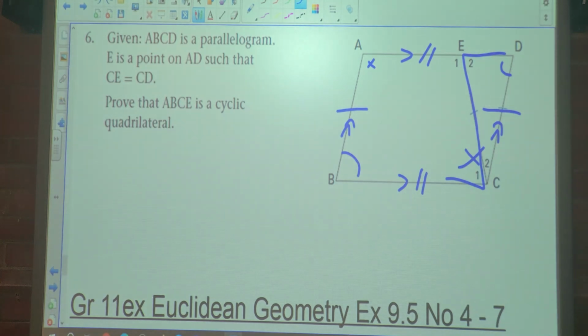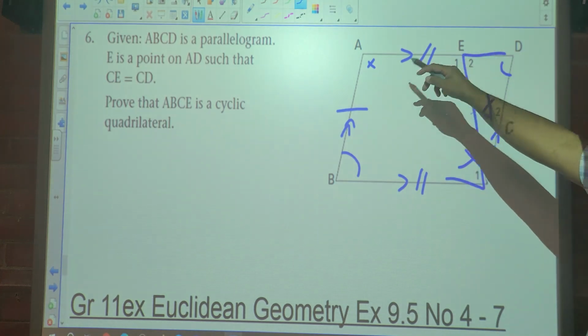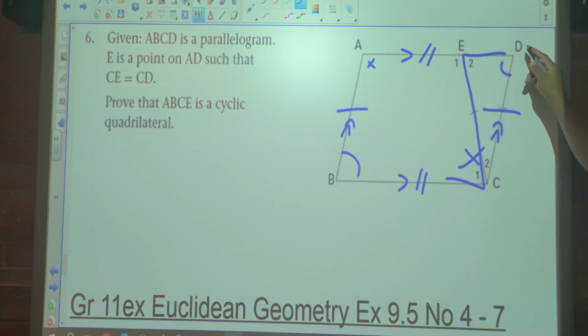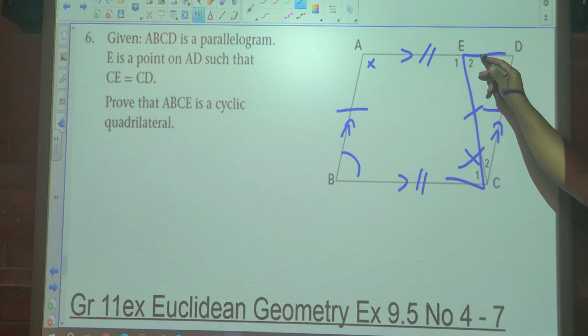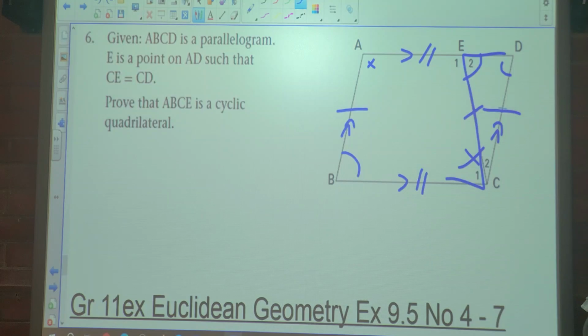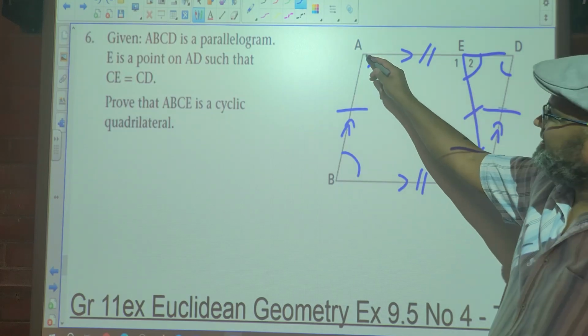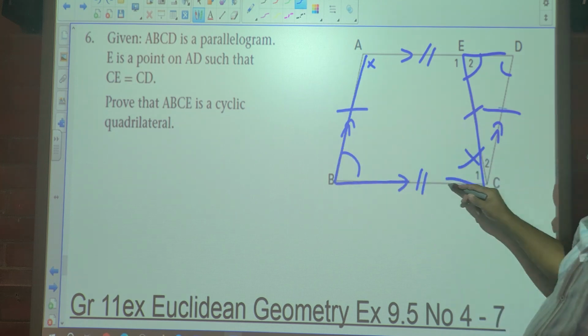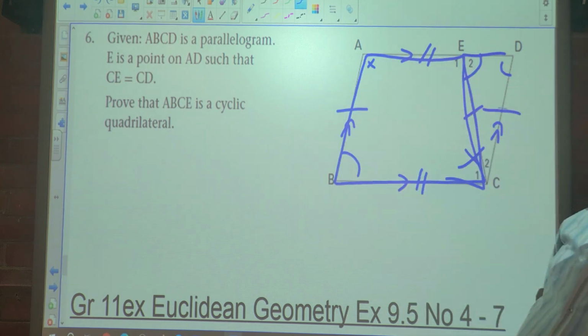Then we are told E is a point on AD such that DC is equal to EC. People, if that's the case, what do we know? Angle D is equal to E2. Why? Angles opposite equal sides. The question says prove that ABCE is a cyclic quad.